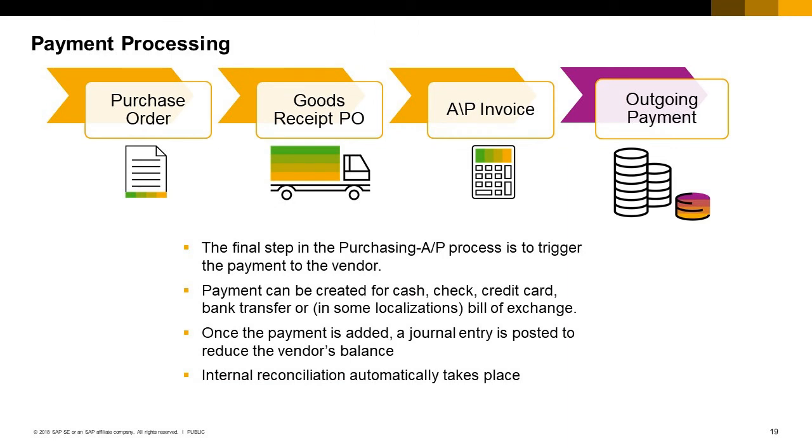After you have entered an AP invoice, the final step in the purchasing AP process is to trigger the payment to the vendor. The outgoing payment document can be created for the following payment means: cash, check, credit card, bank transfer or, in some localizations, bill of exchange. Once the outgoing payment is added, an appropriate journal entry is created. The journal entry reduces the vendor's balance.